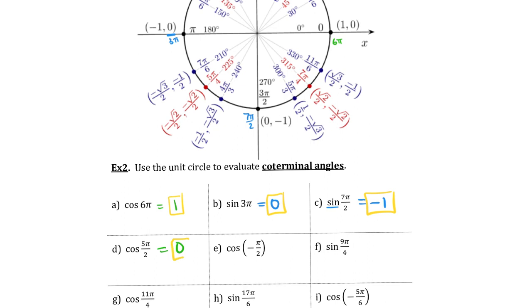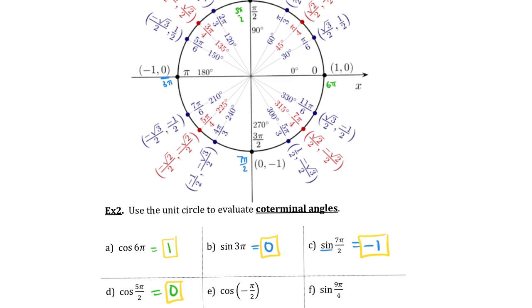How about negative pi over 2? I know that if I go from here to here, I go to positive pi over 2. If I'm going negative, I'm going to go backwards. I still have to start from 0, but instead of going up pi over 2, I'm going to go down pi over 2. So negative pi over 2 is down here. The cosine there is 0.